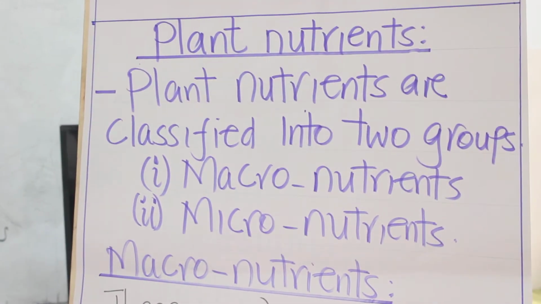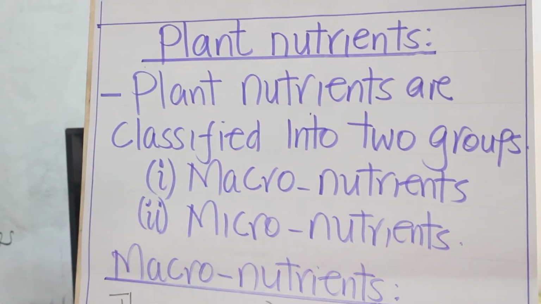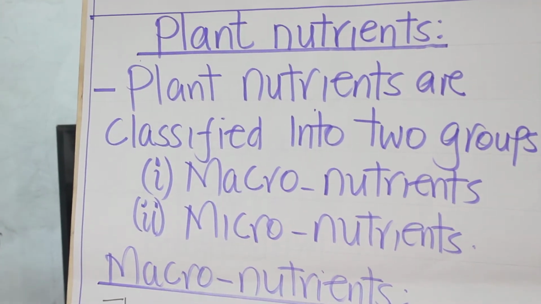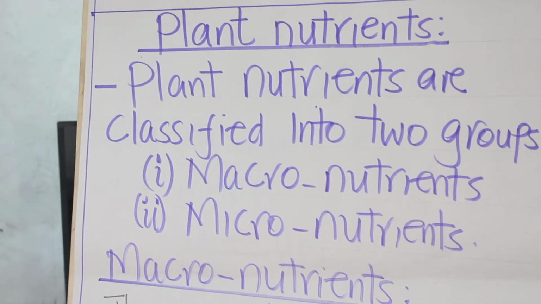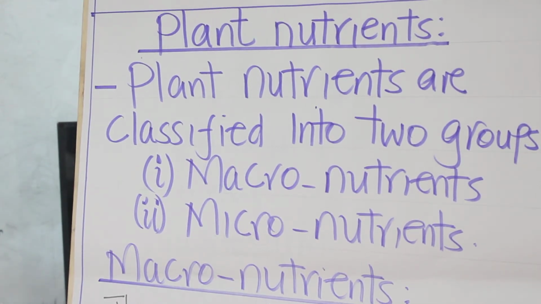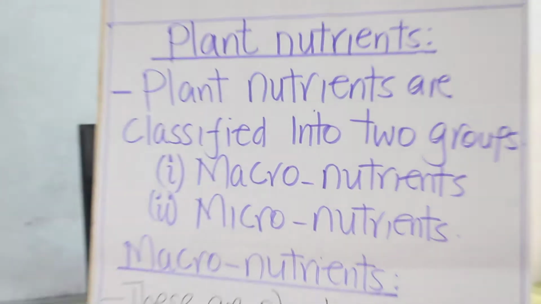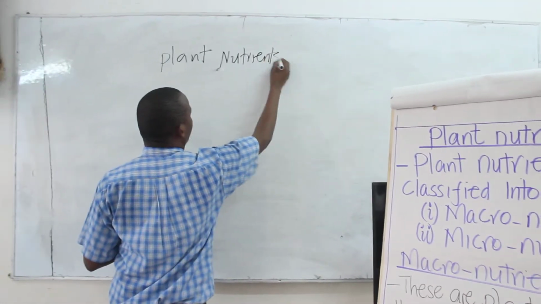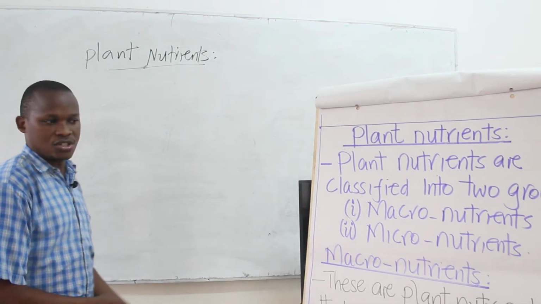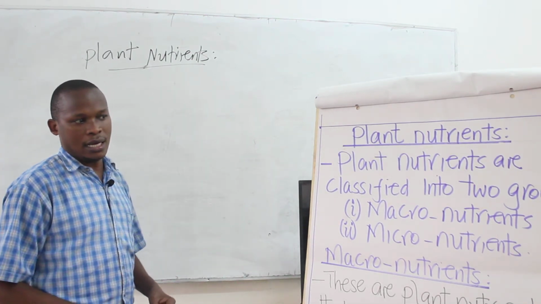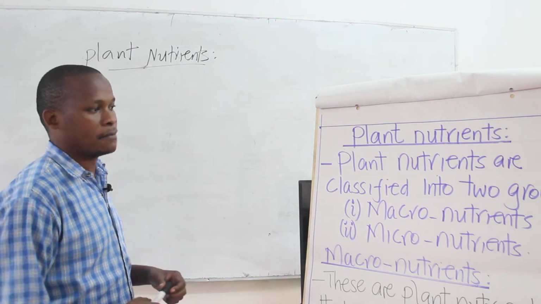Now, our next point, item number 2, still on soil fertility: we need to know about plant nutrients, because these nutrients are very important to plants and the plants take them as their food.